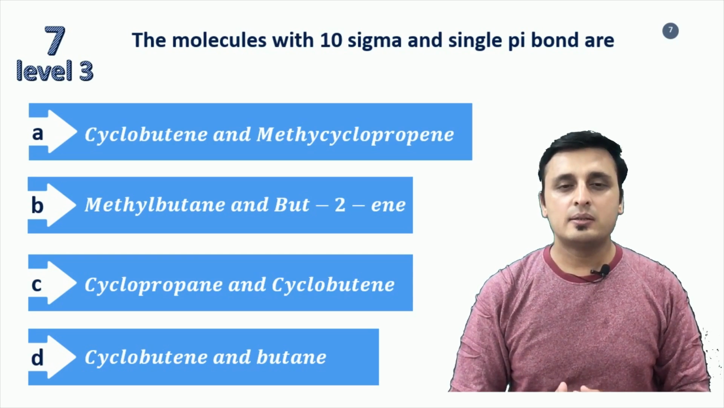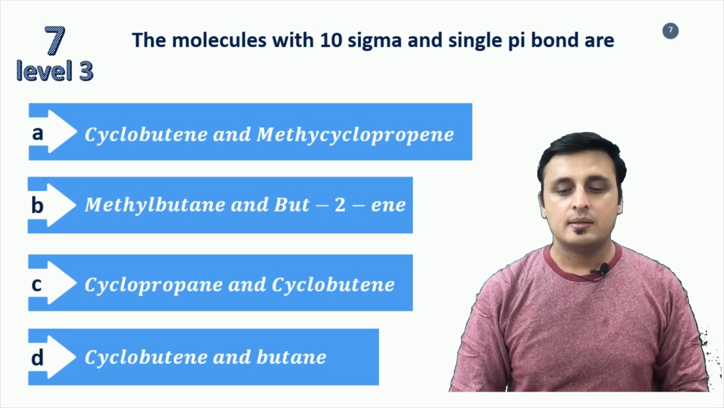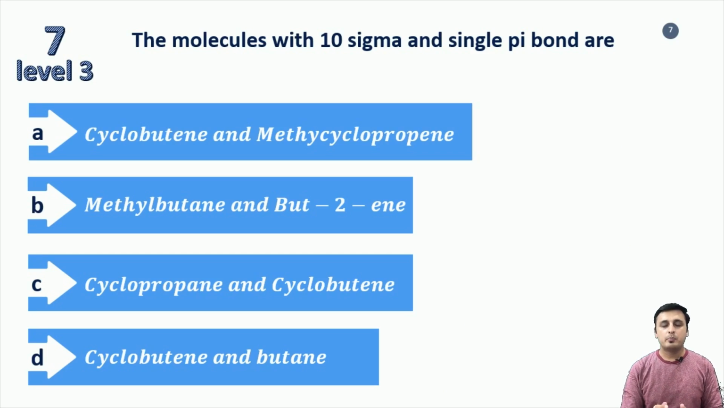So let us prepare the structures of the given compounds in the options. This kind of question requires the preparation of structures. First, cyclobutene. Cyclobutene is a molecule where a four-carbon ring is present and we can put a double bond at any position. Methylcyclopropene can be prepared as a triangle, with a double bond, and one methyl group is present.